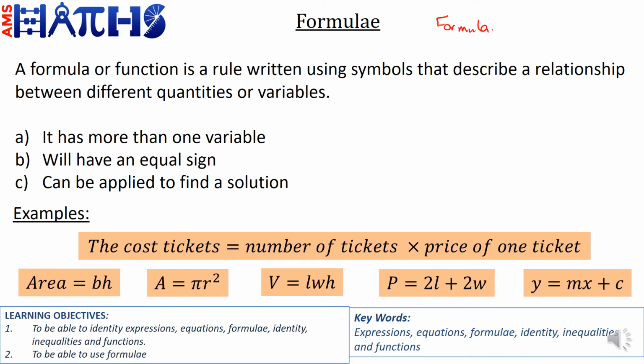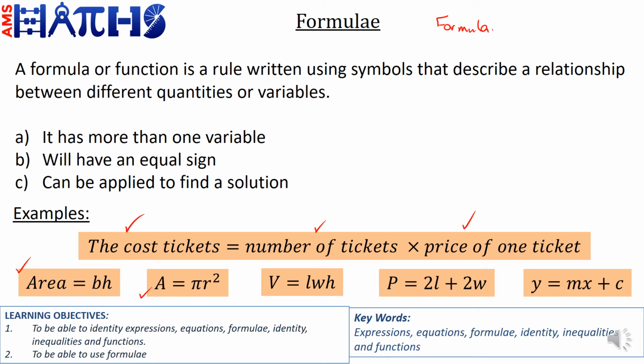So let's look at some examples of formulae. The first one we have is the cost of tickets is equal to the number of tickets you buy multiplied by the price of one ticket. So sometimes you can have your formula written out in words. Here's another formula. Area is equal to base times height, and we know that formula is quite popular, or we should be able to tell what this one is. It's the area of a rectangle or even a parallelogram.